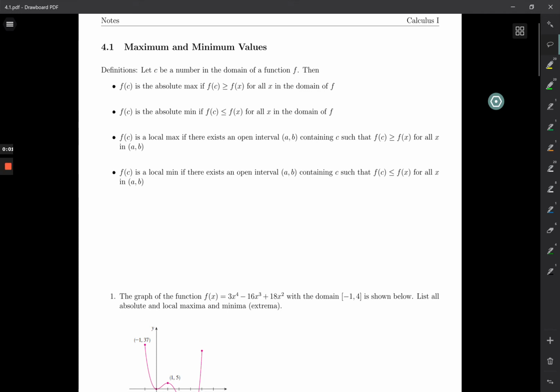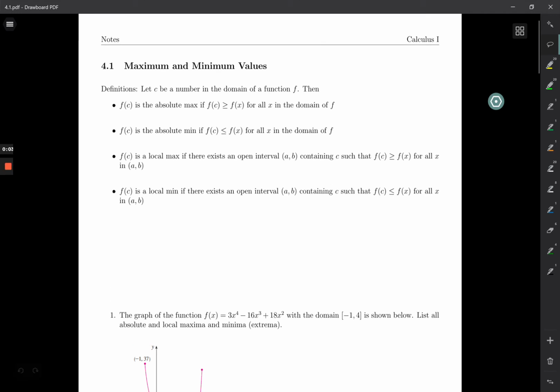Okay, so in this section, 4.1, we are talking about maximum and minimum values of a function. These are also referred to as extrema, or extreme points. And so these are the highest and lowest values of our function.